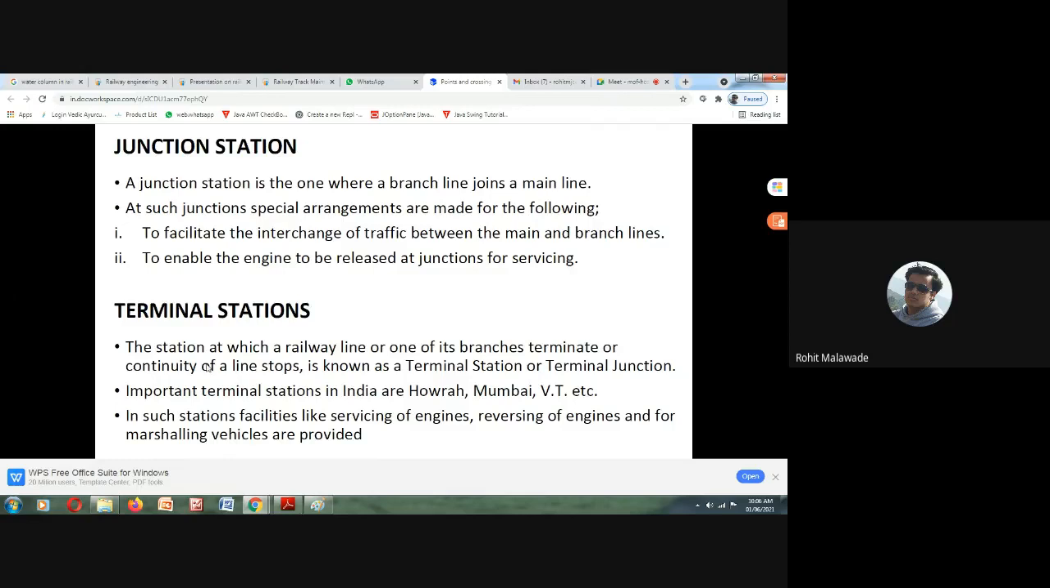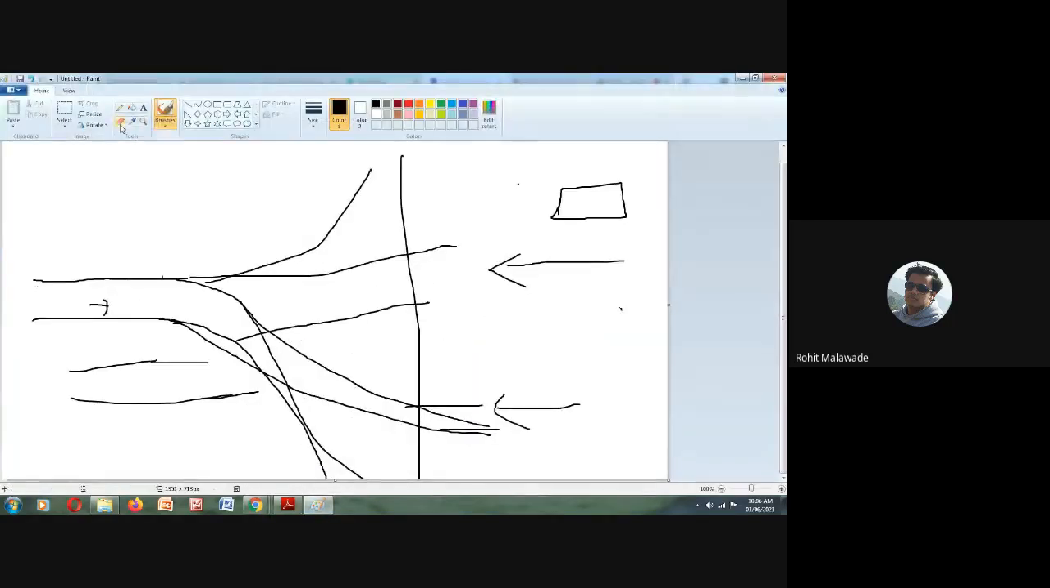Terminal station, okay. A station at which the line or one of its branches terminates, or where the continuity of the line is going to stop, is what we call a terminal station. Terminal station is where one particular railway line is going to stop, right? For example, we have terminal stations at Howrah, which is in West Bengal, and Mumbai, because beyond these stations, suppose there is a boundary.